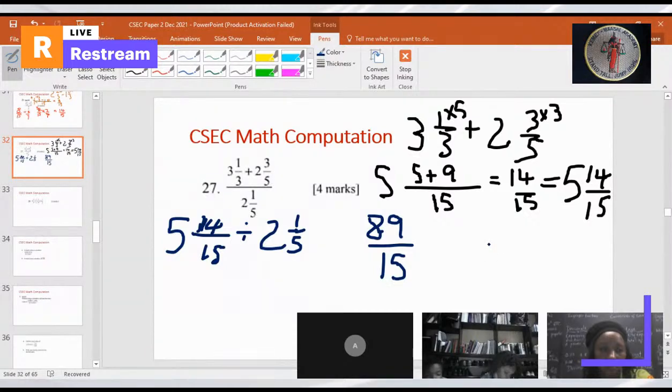And then you would change the division sign to a multiplication sign. And then you would say 5 over 1. 2 and 5 over 1. Change it to an improper fraction. It would be 5 over 1.